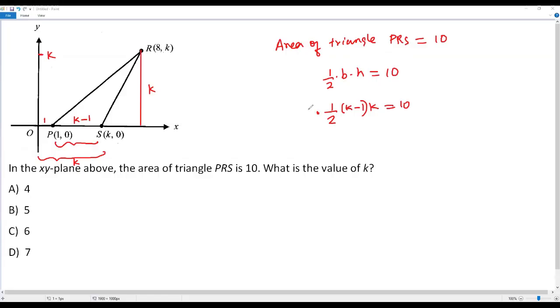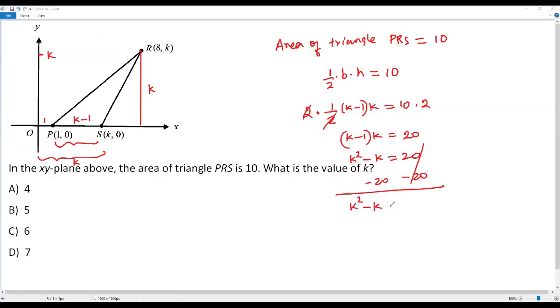Now let me multiply both sides of this equation by 2 to get rid of the denominator 2 over here. Then 2 will cancel out. Then I'm getting K minus 1 times K equals 10 times 2, which is 20. Now let me distribute this K to K and negative 1. When I do such distribution, I am getting K squared minus K equals 20. Now let me subtract 20 from both sides to get the quadratic equation in standard form. So positive 20 and negative 20 will cancel out. I'm getting K squared minus K minus 20 equals 0. Here we have the quadratic equation in standard form.